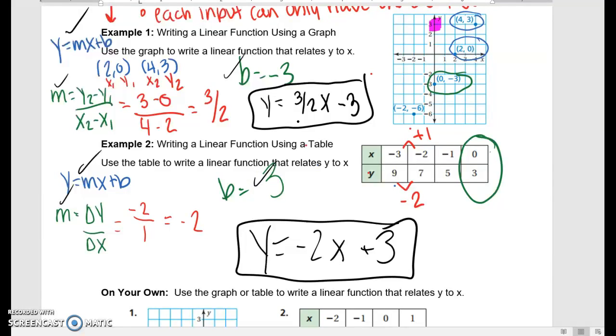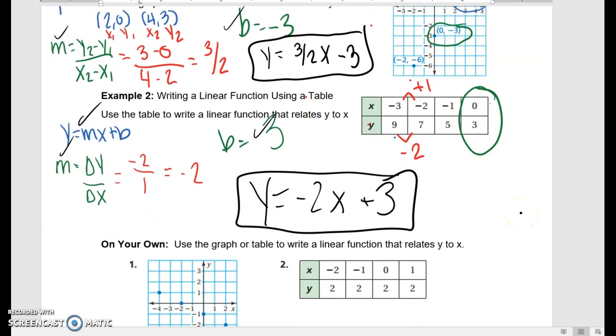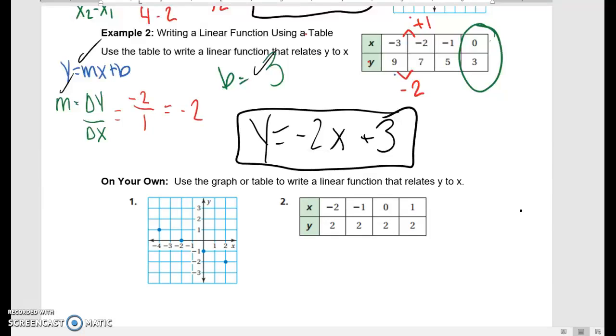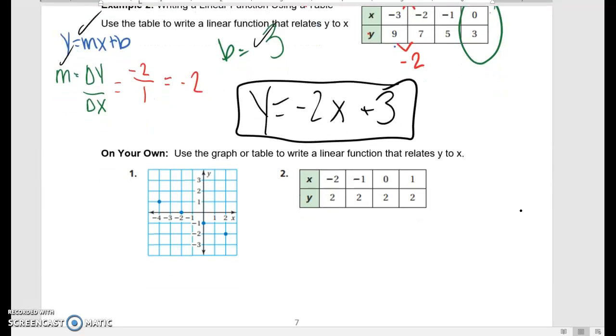So what I want you guys to do is pause the video briefly, and try the problems on your own. Whenever you guys, or most of you guys, are ready, the sub will unpause the video, and you get to check your answers.